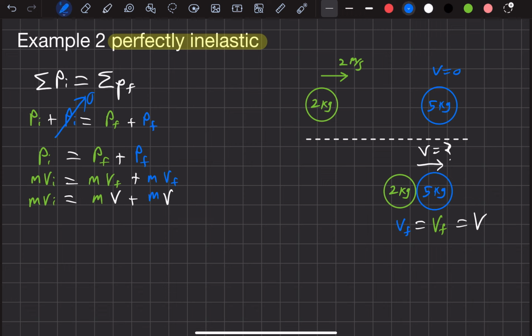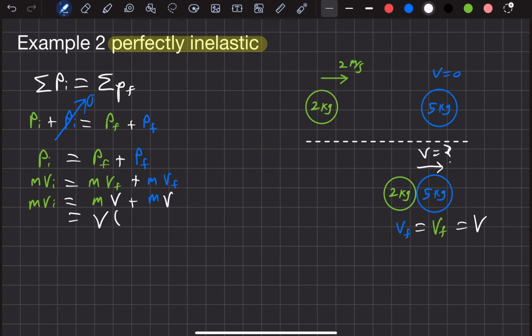What you should notice is that we have two terms that both have the same variable. Two terms with the same variable. We could write this another way. We can factor out that velocity. So we take it out of both terms and put a parentheses and then put what's left over, which is m of the green object plus the mass of the blue object.